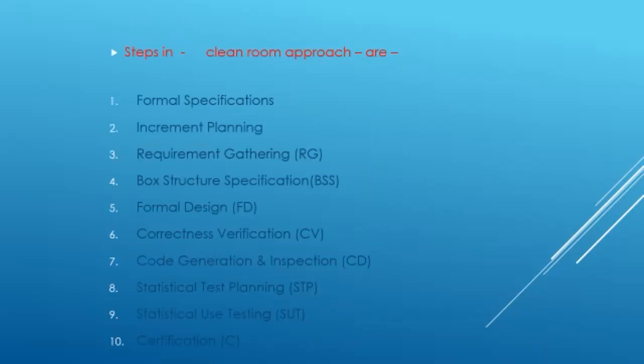These are the steps in the clean room approach: first, formal specification; second, increment planning; third, requirement gathering; fourth, box structure specifications; fifth, formal design; sixth, correctness verification; seventh, code generation and inspection; eighth, statistical test planning; number nine, statistical use testing; and the last one is certification.